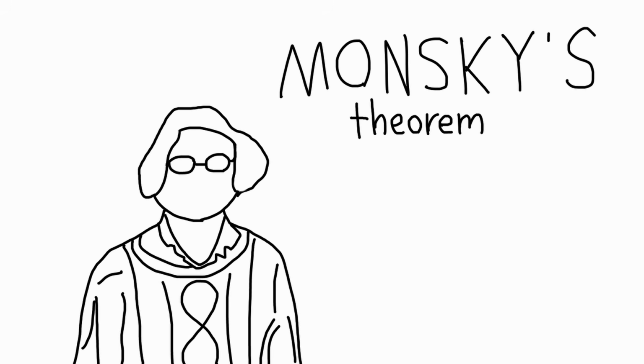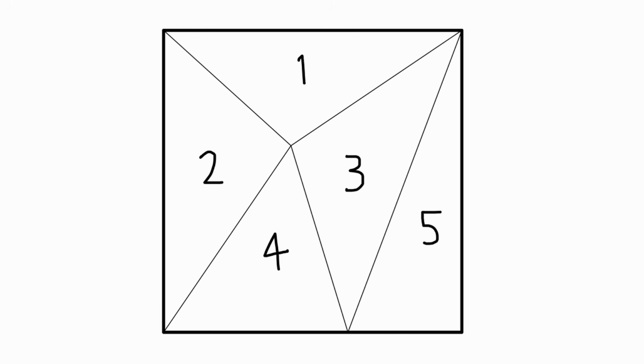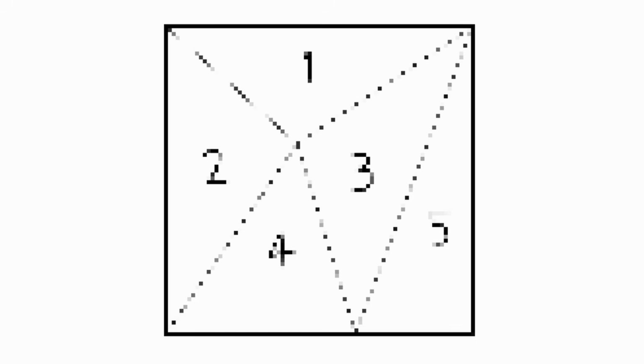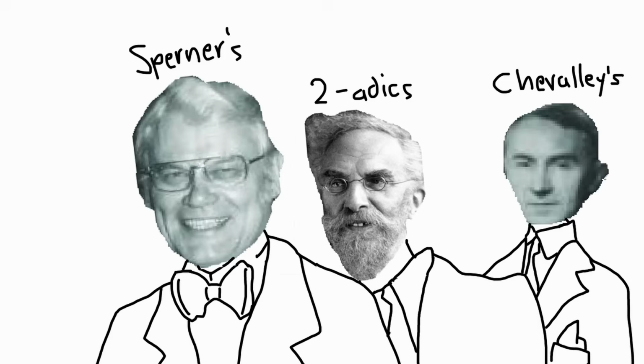Monsky's theorem states that a square cannot be divided into an odd number of triangles, all of the same area. For example, look at this picture that I stole off of Wikipedia. Although you might believe that these are 5 equal area triangles, I wouldn't believe that, because I counted each individual pixel in the image. Only one proof of Monsky's theorem is known, and it combines Sperner's lemma, p-adic valuations, and Chevalier's theorem, 3 techniques wholly unrelated to geometry.